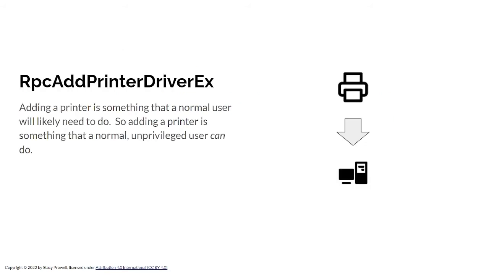Let's think about RpcAddPrinterDriverEx. Adding a new printer is something a normal user will likely want to do, and so adding a printer is something a normal unprivileged user can do. It makes sense, right? You shouldn't have to elevate just to add a printer. You plug a printer into your print server, or you add a new computer to your network that needs to talk to a printer. You don't want to have an admin come down there and elevate and all that sort of stuff. You just want the user to be able to add that printer.